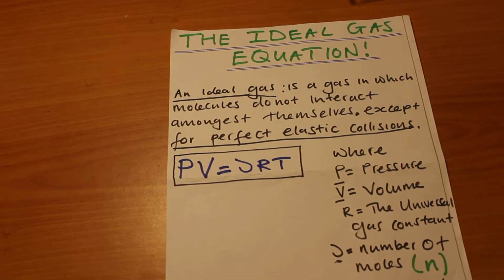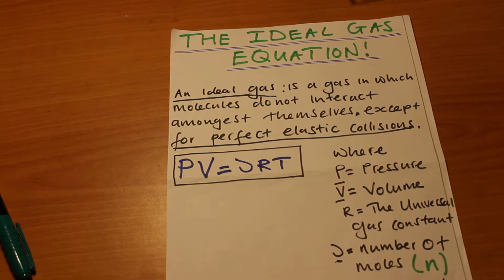So today we'll be discussing the ideal gas equation. If you remember from our last video, we talked about the basic principles that govern the kinetic molecular theory, and there were three main basic principles that we discussed. The first one was that every substance is made up of particles called molecules. These molecules are in constant random motion. And then the third principle that we looked at was that these molecules interact amongst themselves.